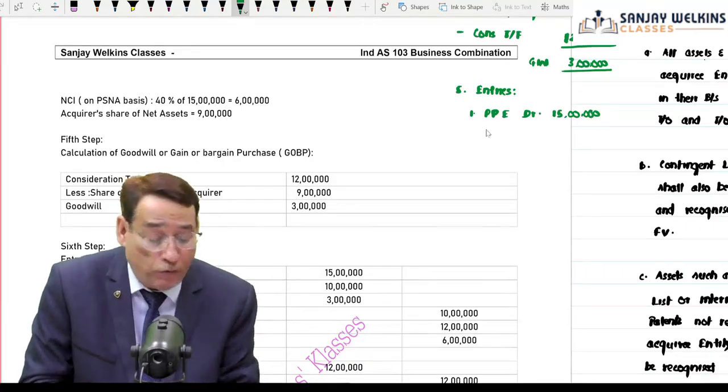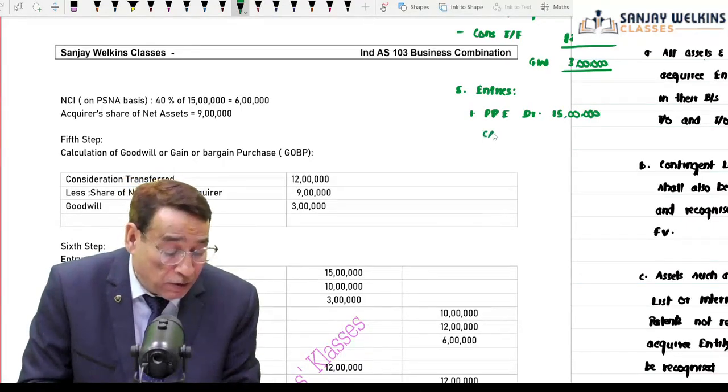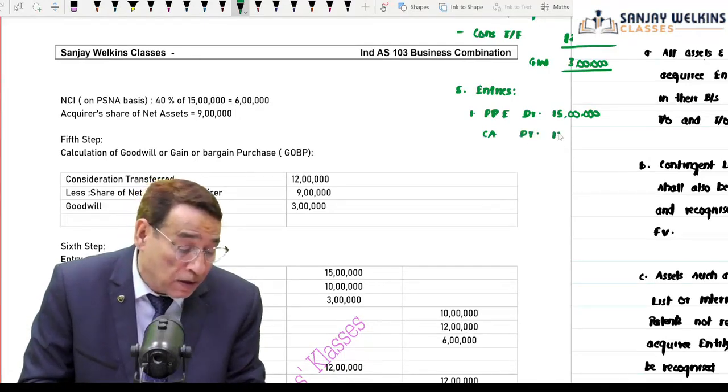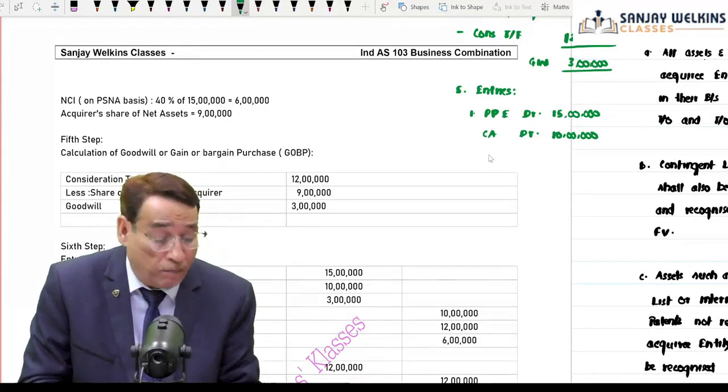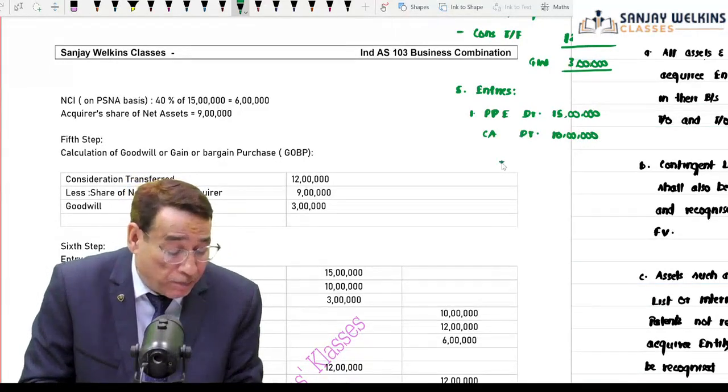So I will take them over. Similarly, current assets are also there. I am going to write current asset account debit. Now, current asset is equal to 10 lakh. I am going to write here 10 lakh. Isn't it? Besides that, I am going to write two liabilities.